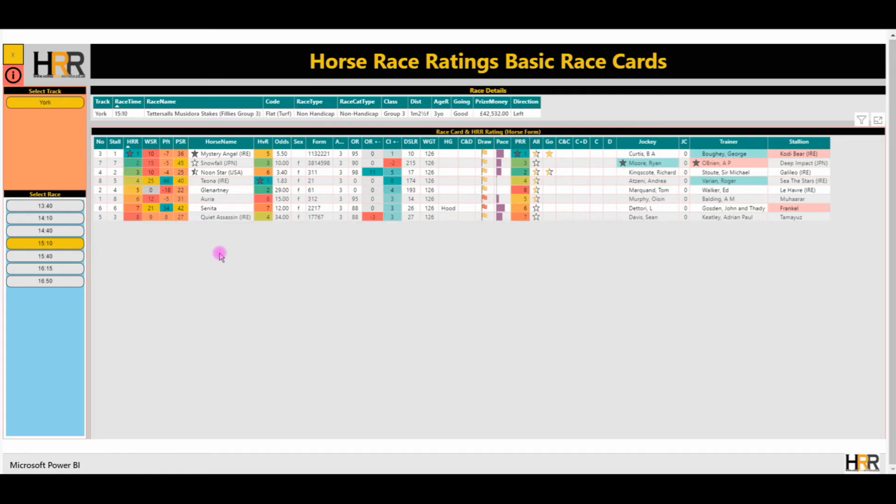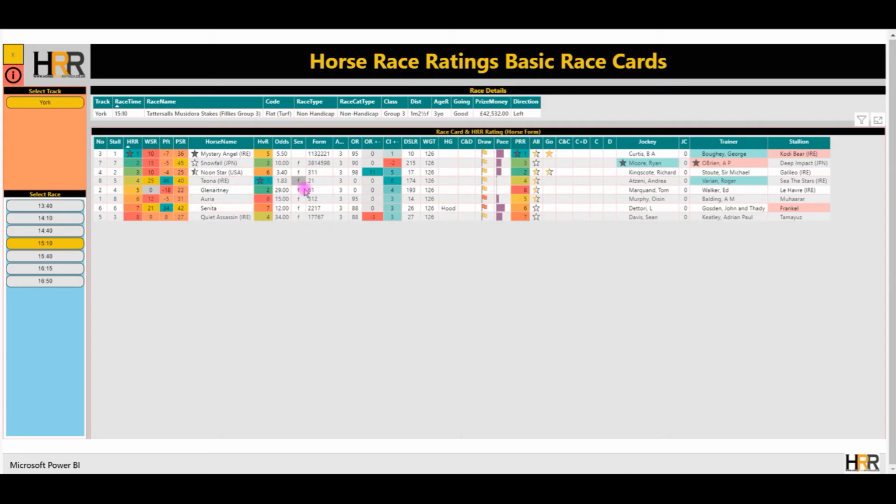So Snowfall there, you could easily have backed, Mystery Angel and Snowfall. Noon Star was a slight negative in here for me, because obviously with his form, he is a bit further down the ratings on that basis. But Snowfall put in a very, very good performance and won that race. But when you see that information with these few identifiers, you do get, obviously, a slightly better indication of why Snowfall was here.